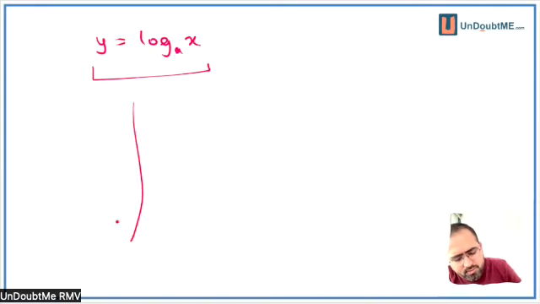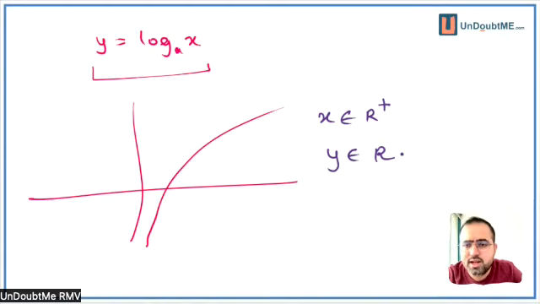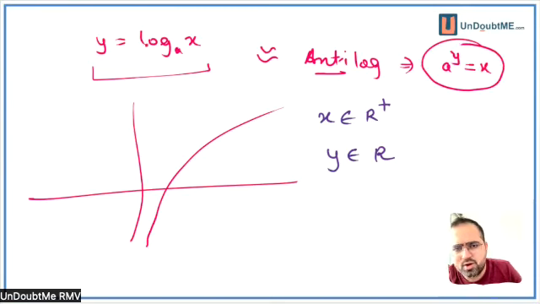But in this, if you remember, we have discussed this graph of log is like this, okay? And the domain will be only positive real values and range will be all real values. This is exactly opposite of a to the power x. So that is why a to the power x and log are inverse of each other. And that is why in questions of logarithm, whenever we take anti-log, so anti-log will give me a to the power y is equal to x. Okay, I have taken anti-log exactly of that. I'll take with one example also.